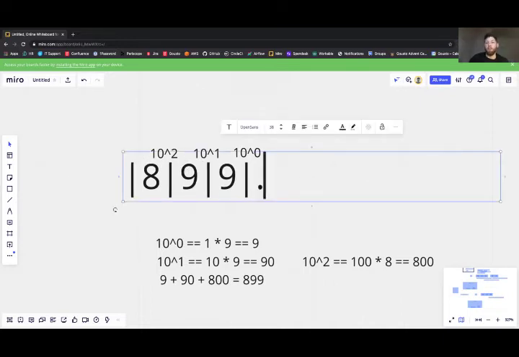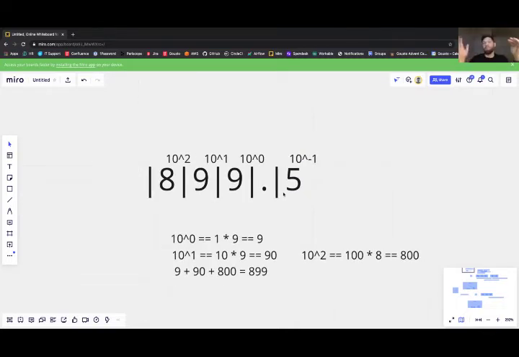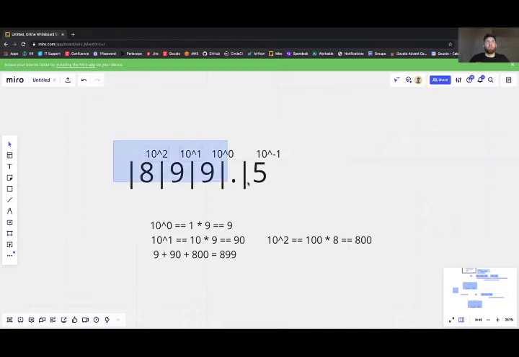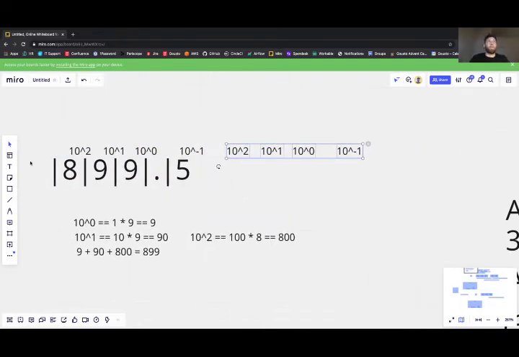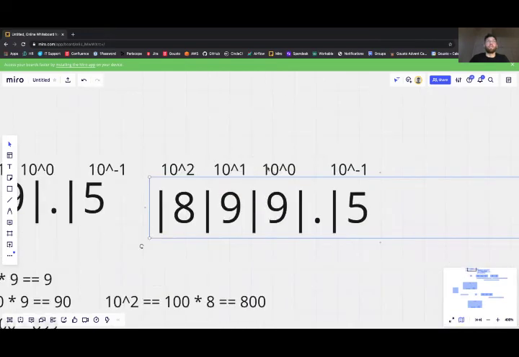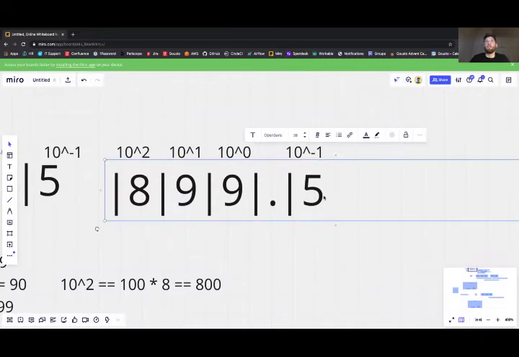There's also stuff that happens after the decimal point. And this is 10 to the power of -1. Now, we won't get too deeply into that. But this is how a number system works. So let's translate this knowledge to binary. Binary is identical to the base 10 number system, except it's base 2. So let's illustrate that.